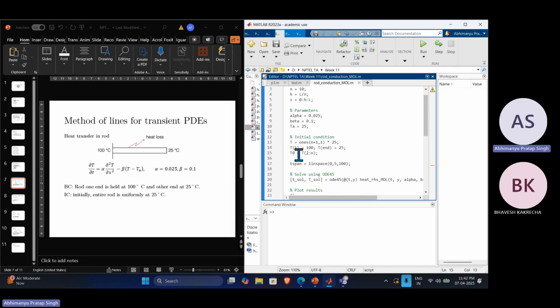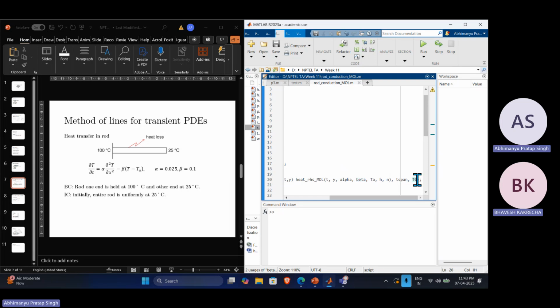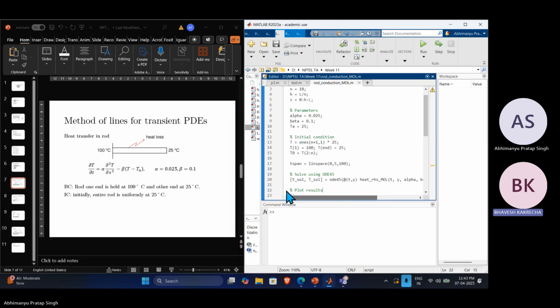For T0, I am initializing my T vector to all 25, so all the values are 25 initially. I am changing only the first and last node. This T0 I am providing as input to ODE45, so this is my initial condition. And the boundary condition is applicable within the function body.